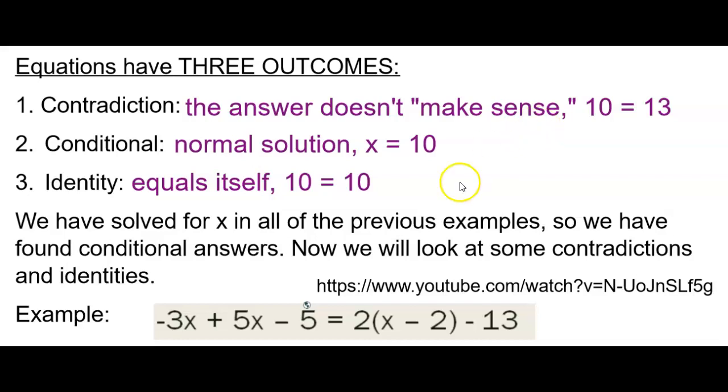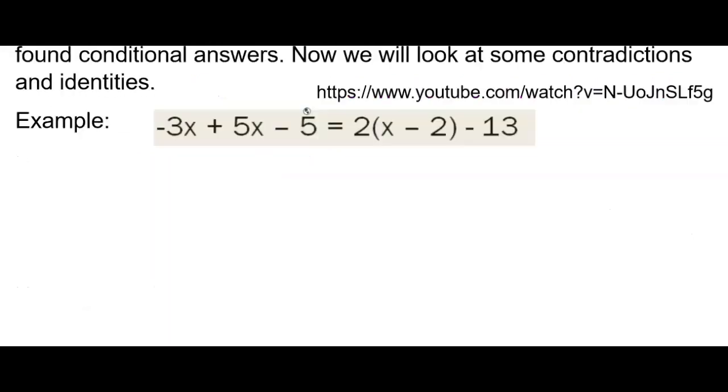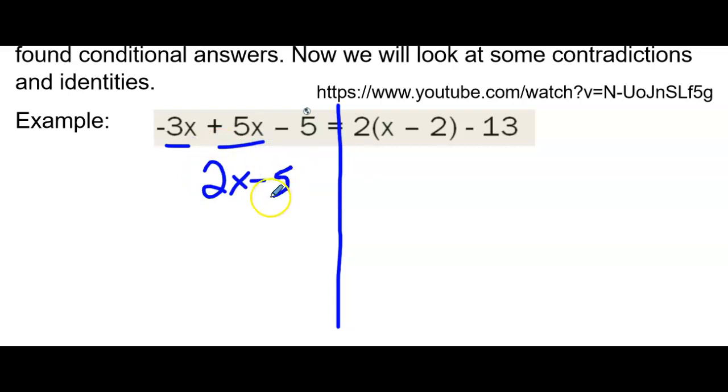So there's a YouTube video that you're welcome to watch here, but I'm going to go through this. I think this is pretty straightforward for you guys. So we're going to solve these just like we normally have. So for this first one, I'm going to draw my line. On the left side, combine like terms. Negative 3x plus 5x is 2x. And over on the right, I need to distribute. So I have 2x, and then 2 times negative 2 is negative 4, and then bring down my minus 13.